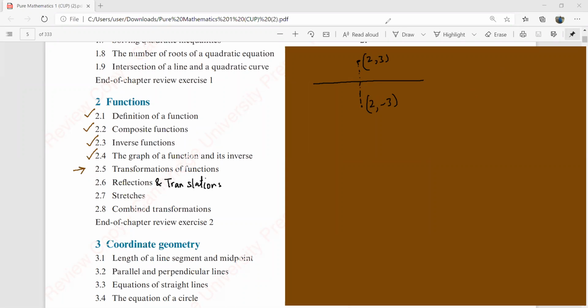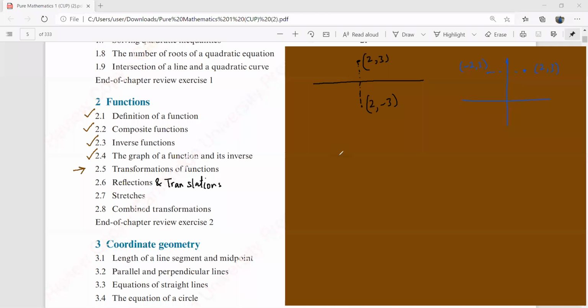Similarly, if you were reflecting a point in the y-axis, what was happening? Suppose this point is here, 2, 3. After this reflection in the y-axis, this had to become minus 2, 3. So here the sign of the x coordinate was changing. So you see that under a reflection in the y-axis, the sign of the x coordinate was changing.